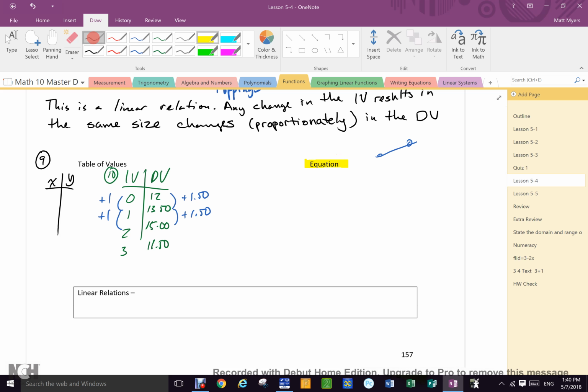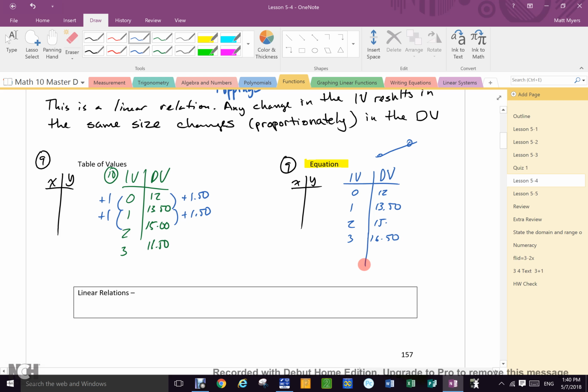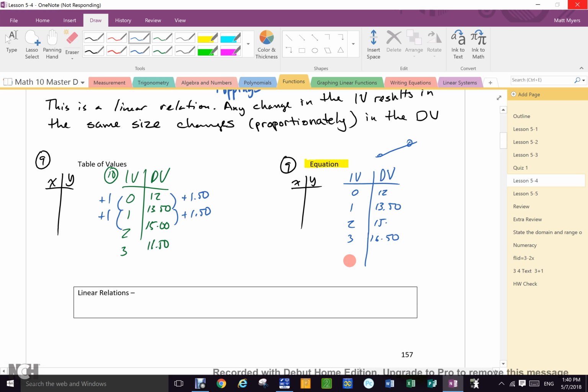And here's how it works. Again, in grade 9, it was XY. We don't care about that anymore because now we're working in IVs and DVs, right? And it went 0, 12, 1, $13.50, 2, $15, 3, $16.50. Now the question I want is how much is it going to cost if I have T toppings, an unknown amount of toppings? Here's how you figure it out.